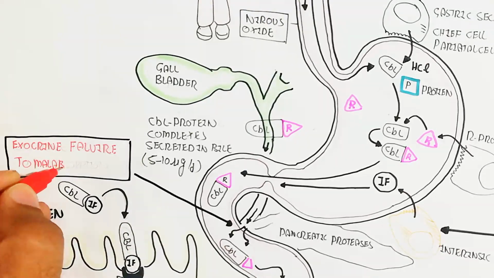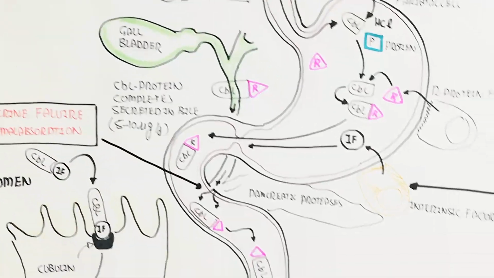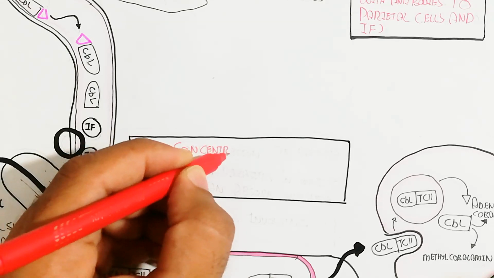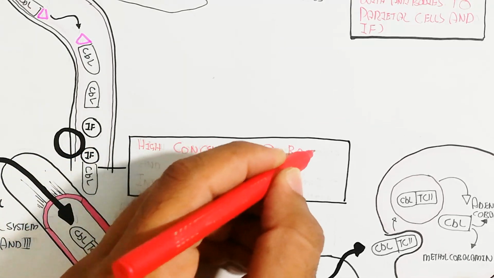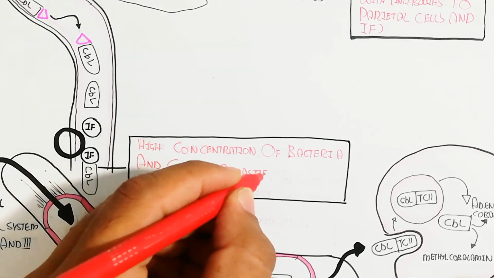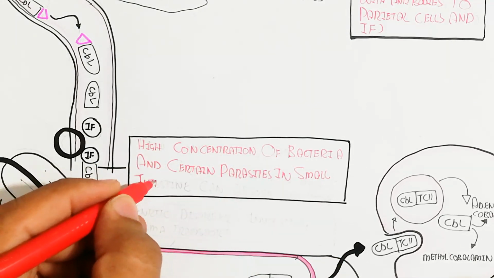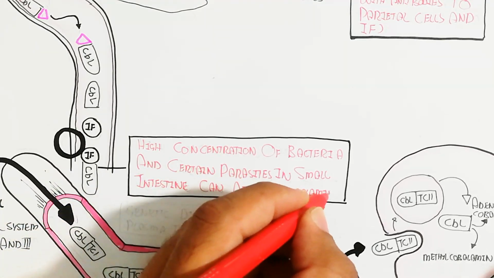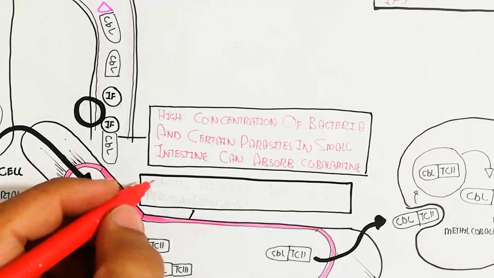Exocrine failure leads to malabsorption because some problem will obstruct the secretion of the pancreatic proteases. A high concentration of bacteria and certain parasites in the small intestine can take up cobalamin and will lead to deficiency of absorption, and there are genetic disorders involving plasma transport.